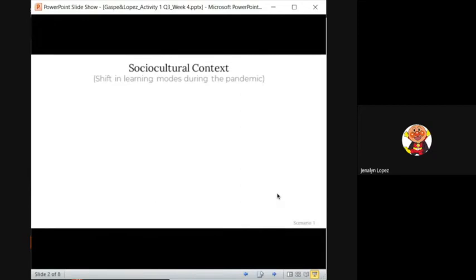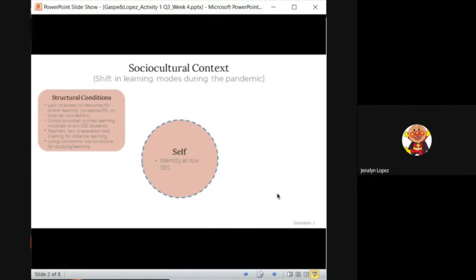So for the first scenario, we tried to work within the context na yung pag-shift to the distance learning modes ngayon during the pandemic. And then we started with the self. So yung self namin for this scenario is may identity siya, yung identification niya is with the lower class. So yung structural conditions na available sa kanya is the lack of access to resources for online learning. So pwedeng wala siyang laptop, wala siyang PC, or wala rin siyang internet connection. Or kung meron mang internet connection is very limited, baka prepaid, and that's not very conducive for online learning.